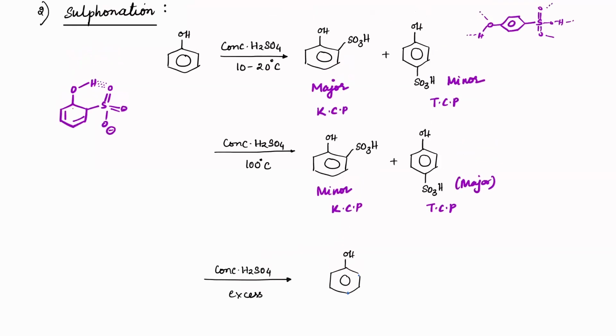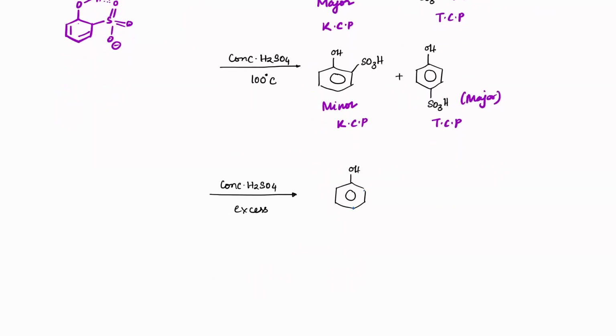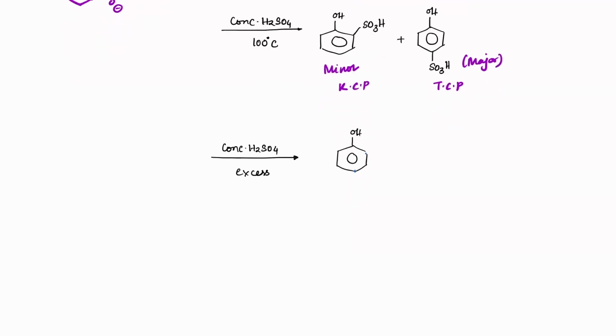Next, phenol with concentrated H2SO4 in excess. If you put it in excess, then what has been noticed is that sulfonation happens at 2 positions, not at 3 positions, for 2 reasons. One, SO3H is sufficient to deactivate the ring. Second, SO3H is a very bulky electrophile.